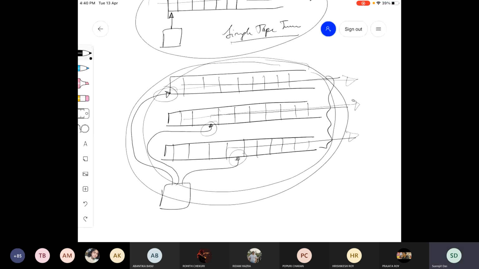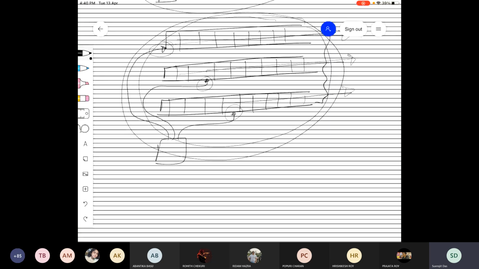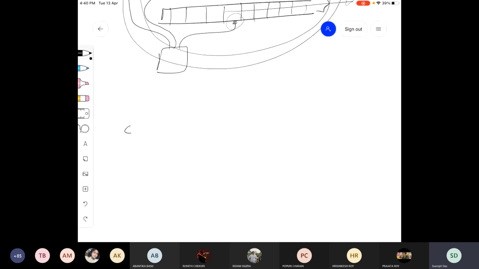If we have defined del for a single tape Turing machine like this, how did you define del for a single tape Turing machine just now? Q cross tau was taking you to tau cross movement, right? This movement may be a left movement, a stationary movement, or a right movement, right?